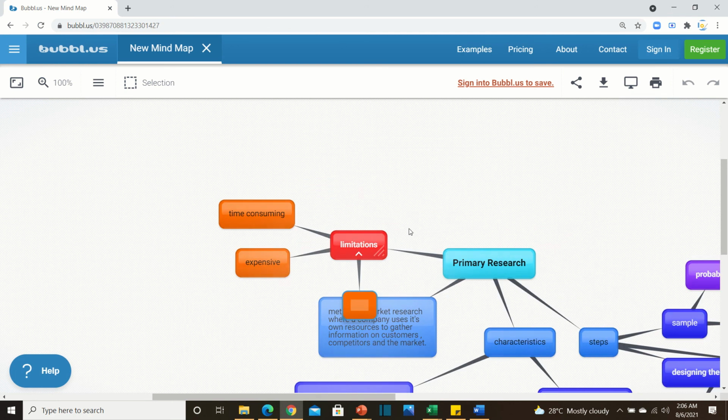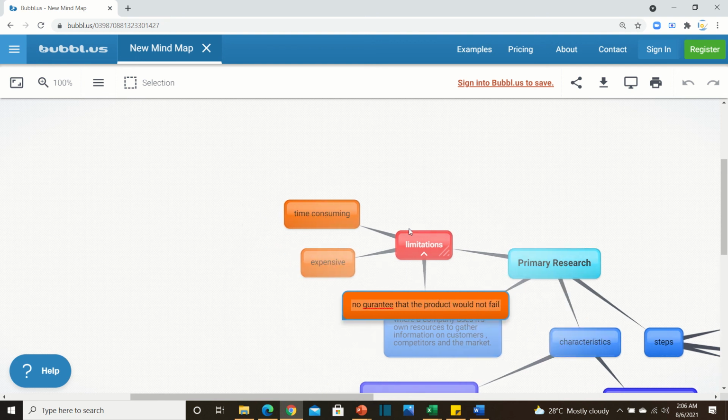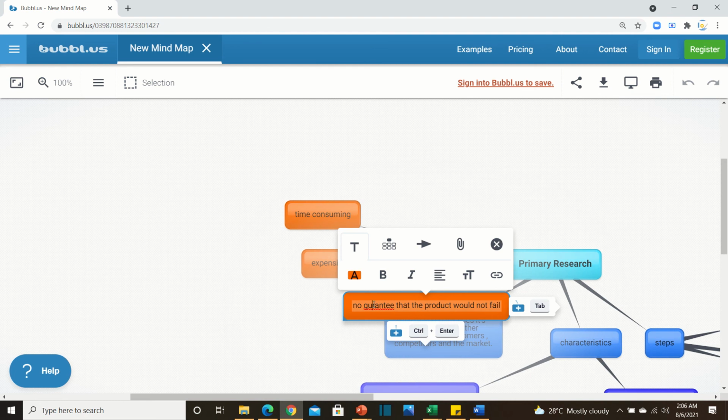There is no guarantee that the product would not fail even after doing the research. There is no guarantee that the product is not going to fail. This is one of the limitations.